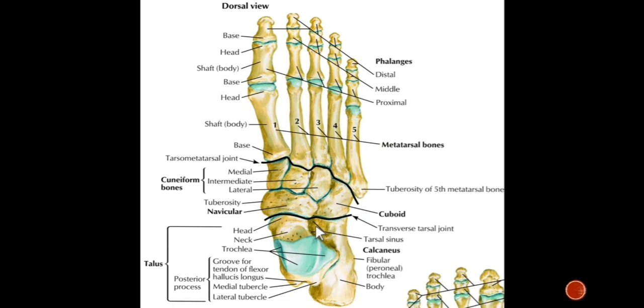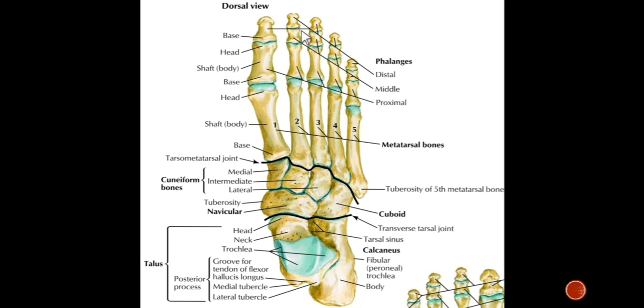Now distally, two bones are there. Medially, the navicular, and laterally, the cuboid. And more distally, three cuneiform bones are there. These are as follows: the medial cuneiform, intermediate cuneiform bone, and lateral cuneiform bone. Now comes the metatarsal bones. From medial to lateral, first, second, third, fourth, and fifth metatarsal bones are there.